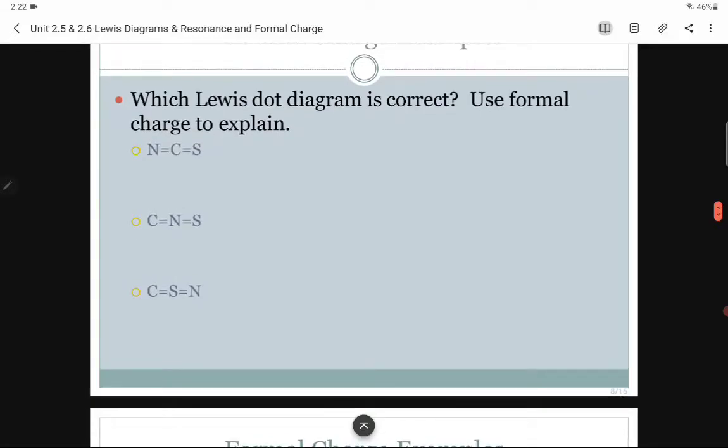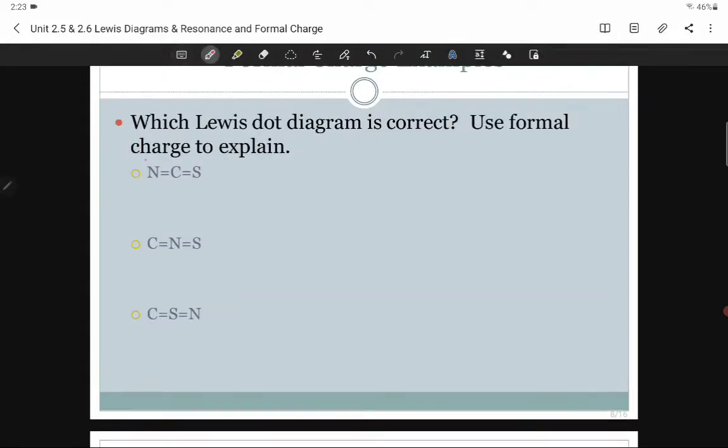Which Lewis dot diagram is correct? So, by the way, it doesn't look like these have all the dots here. So remember that everything has to have 8 dots around it. So they didn't draw these dots. Okay, so again, you have to look at nitrogen, you have to look at carbon, you have to look at sulfur with each of these.